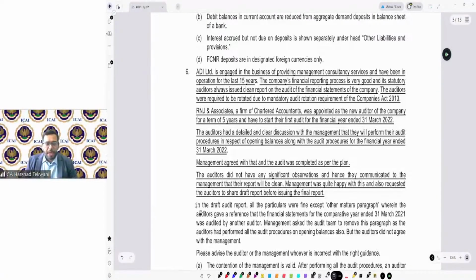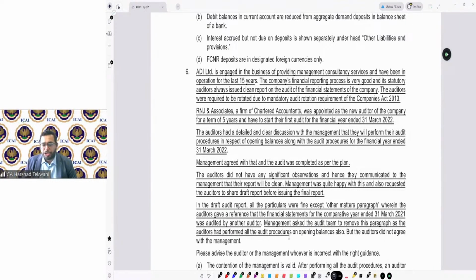In the draft report, all the particulars were fine except the other matter paragraph, wherein the auditors gave the reference that the financial statement for the comparative year ended 31st March 2021 was audited by another auditor. Management asked the audit team to remove this paragraph as the auditors had already performed all the audit procedures on opening balances also, but the auditor did not agree with the management. Please advise the auditor or the management, whosoever is incorrect, with the right guidance.